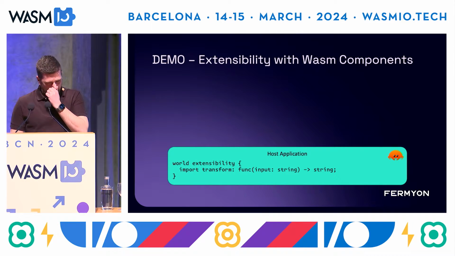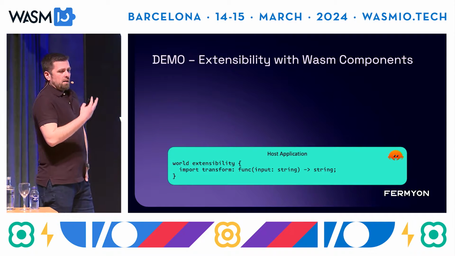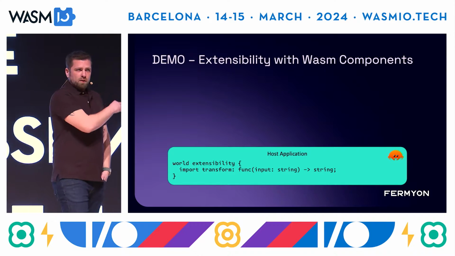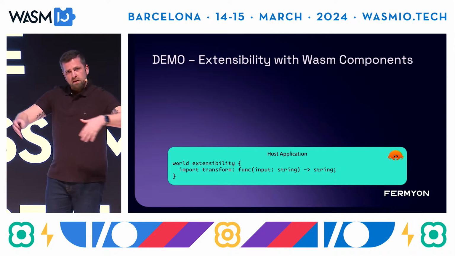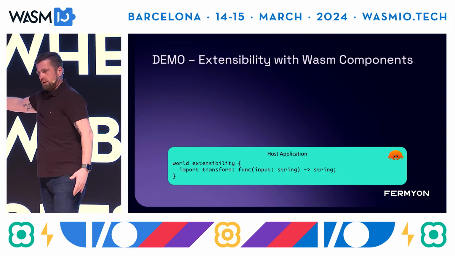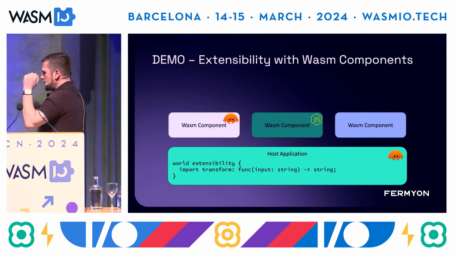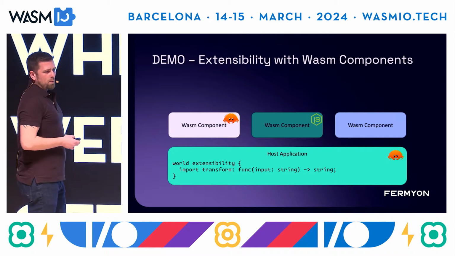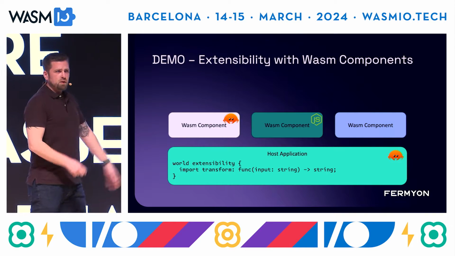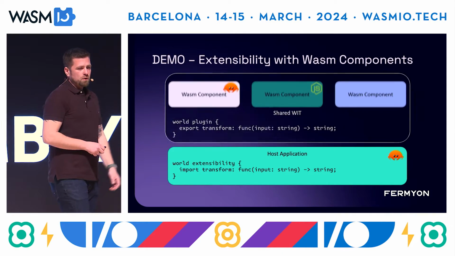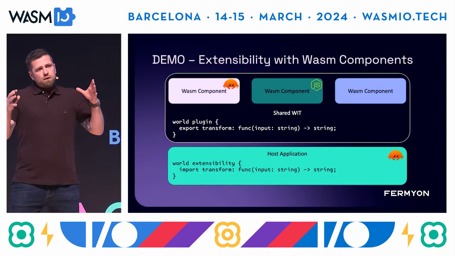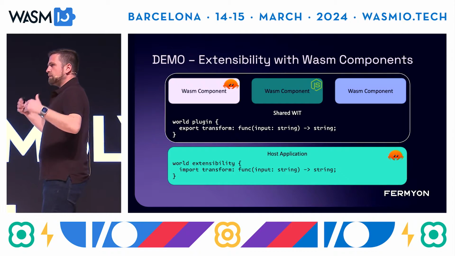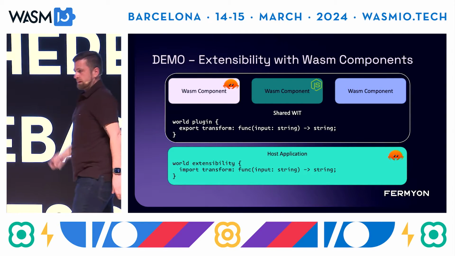Instead, he or she came up with an extensibility world, so this is a WIT contract, right? Importing a transform function that takes an input as string, does some computing, and returns back a string again. So then, with that in place, we can come up with plugins using the WebAssembly Component Model implemented in different languages. All we have to do is all of those components have to implement the plugin world which exports exactly that function that the host is importing.